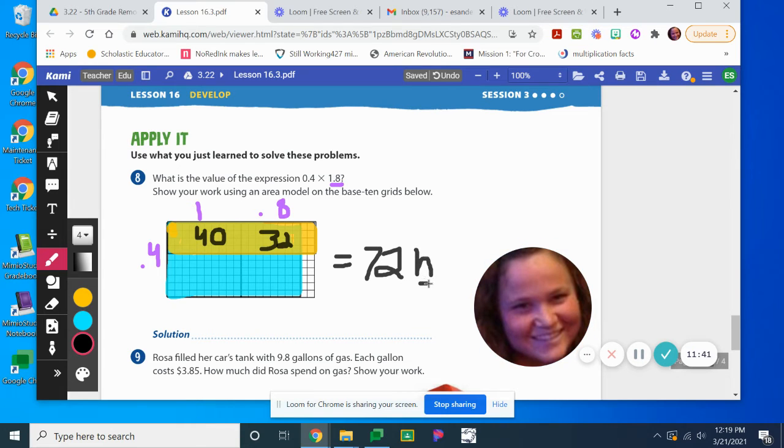I'm putting an H for hundredths. And I know my 2 is going to land in my hundredths place value. So that means my 2 lands here, which means my 7 lands here. And there's a 0 here. So 72 hundredths.